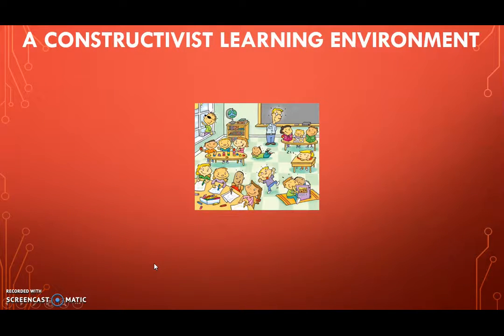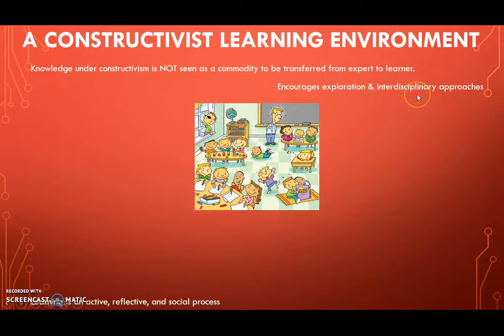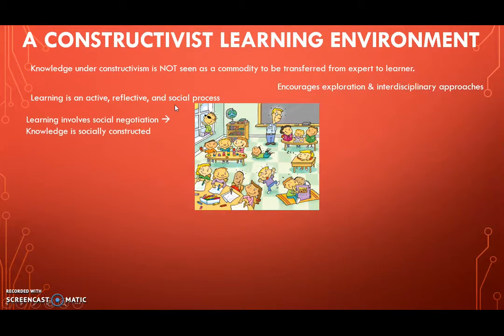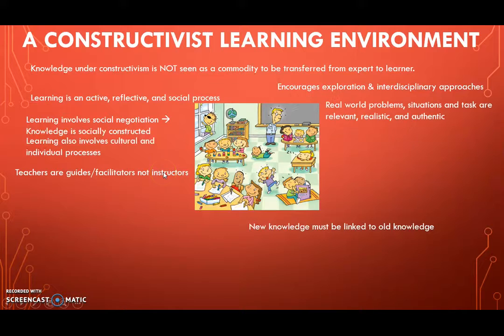So what is a constructivist learning environment? Knowledge under constructivism is not seen as a commodity to be transferred from expert to learner. What it does is encourage exploration and interdisciplinary approaches. Learning is an active, reflective, and social process. Learning involves social negotiation, and knowledge is socially constructed. Further, it involves cultural and individual processes. New knowledge must be continually linked to old knowledge. Teachers are the guides and facilitators, not the instructors.